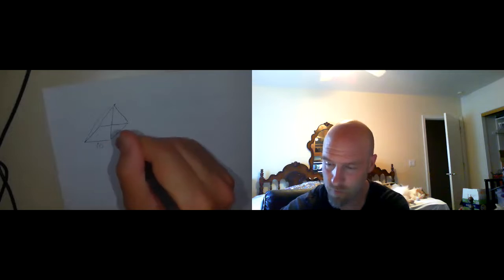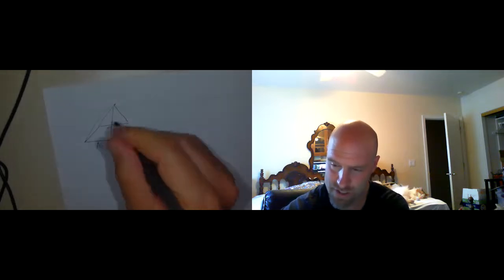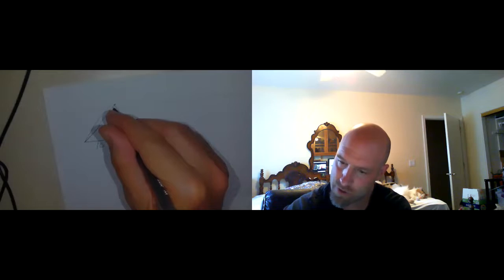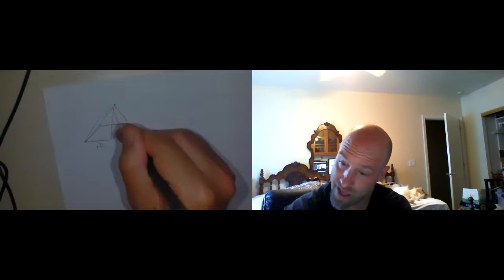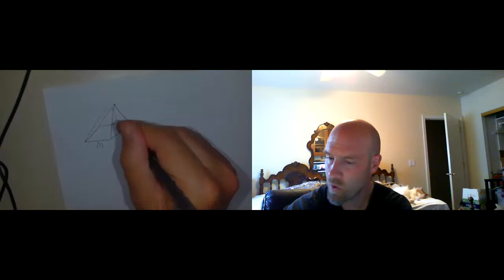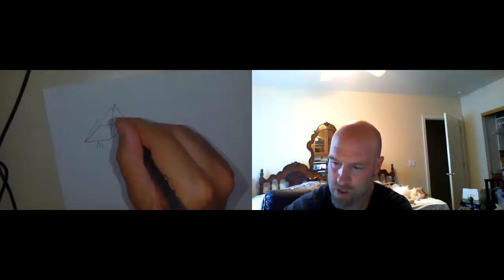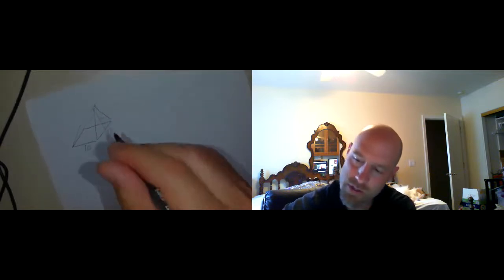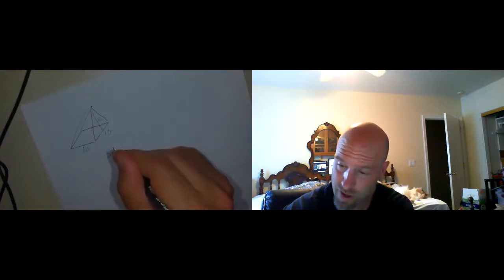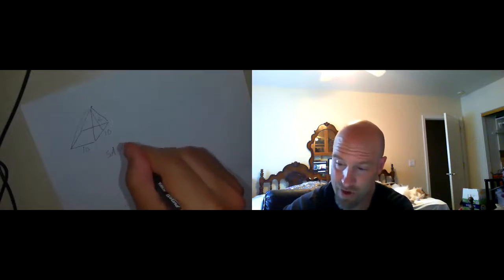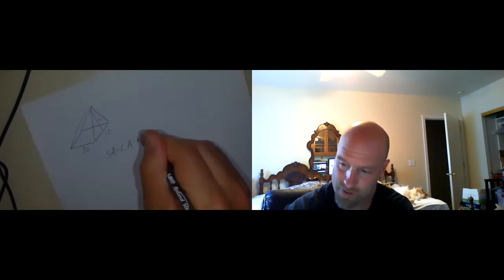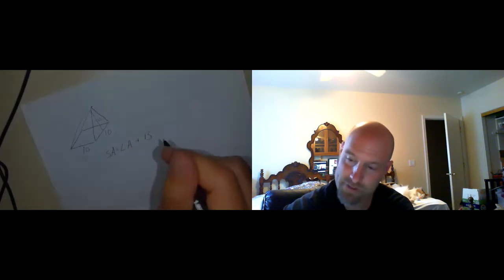Well, it's a square base. We'll say it's 10 and it's 10. This time, let's put in a slant height of, I don't know, we'll make it 12. So the surface area is the lateral area, the area of all the sides, plus it only has one base.